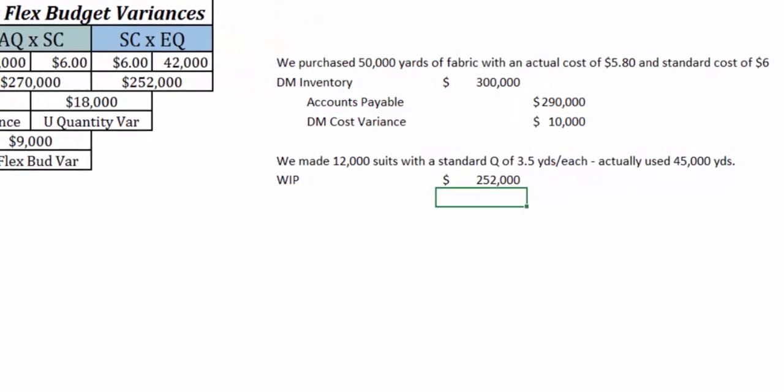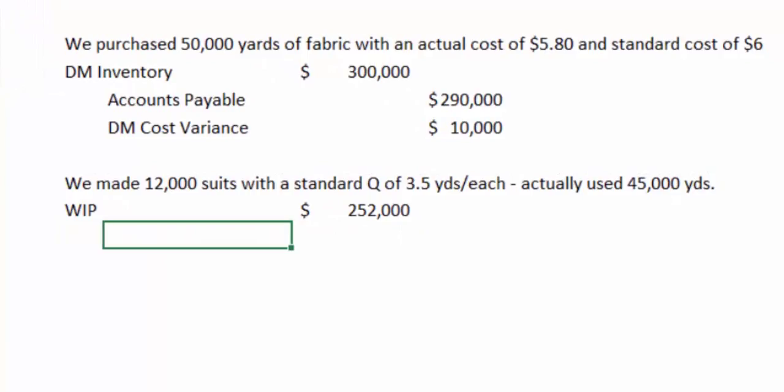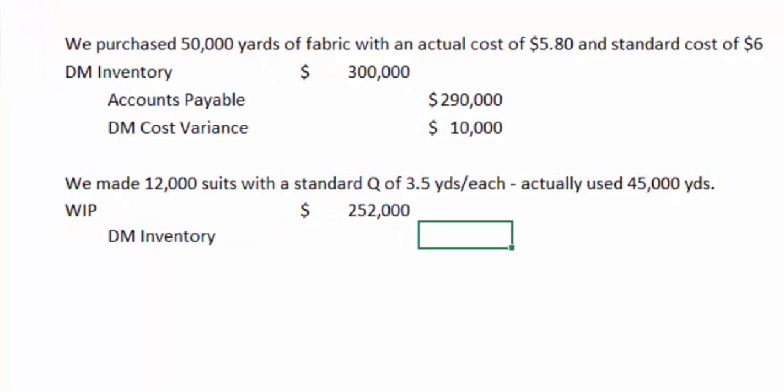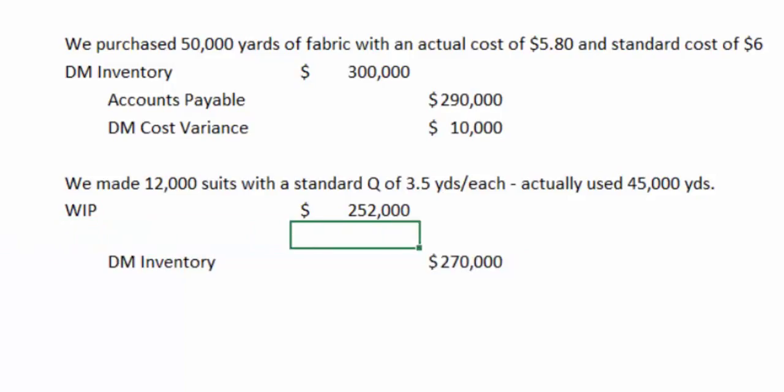We need to take the fabric out of the warehouse now. So we're going to reduce direct materials inventory. We're going to reduce it by 45,000 yards because that's how much we actually took out, times our standard cost of 6 because we put it into inventory at a standard cost of 6. So that's 270,000. We are out of balance a little bit. Let me insert a row here. We are out of balance by $18,000.